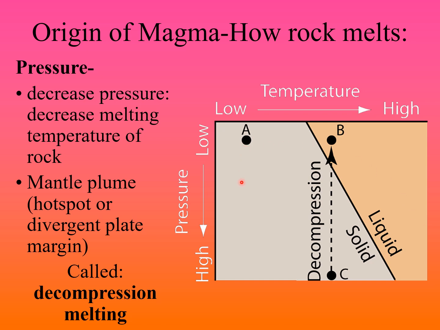So if we had a mantle plume, right, a hot spot or a divergent plate margin, we get that rock rising up closer to the surface. And it's under pressure and it's hot. It's mantle rock, right? It's hot, but it's under pressure, so it's fairly solid or solid-ish. And then as it rises up to the surface, it has a decrease in pressure at the same temperature, and so it will melt. And we call this kind of melting decompression melting.